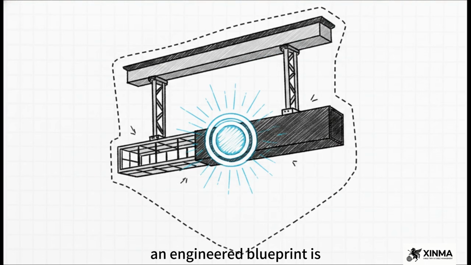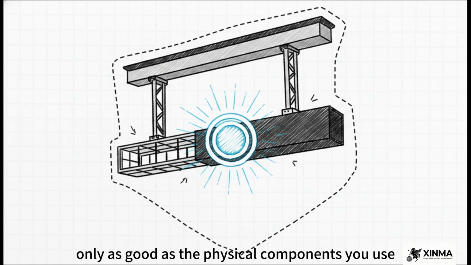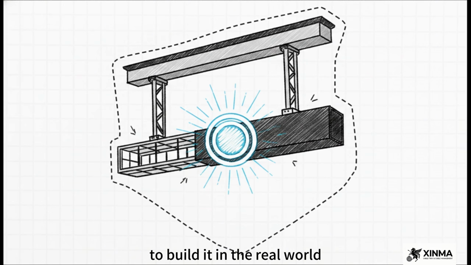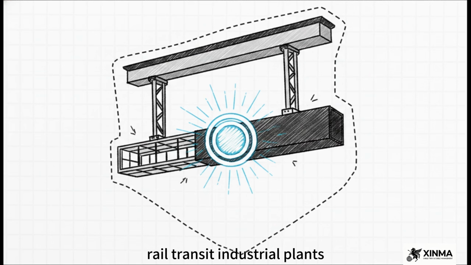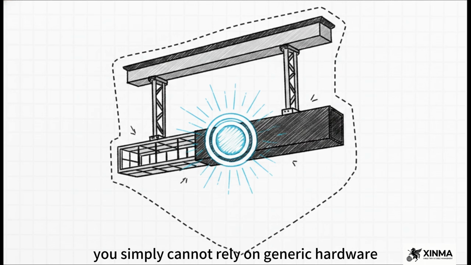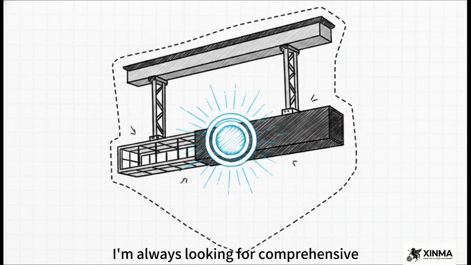An engineered blueprint is honestly only as good as the physical components you use to build it in the real world. When you're dealing with high-stakes environments, we're talking data centers, rail transit, industrial plants, and massive commercial buildings, you simply cannot rely on generic hardware. As a senior engineer, I'm always looking for comprehensive, seamless systems like those from Xinma. Whether it's cable tray systems, busways, dedicated seismic bracing, or intelligent cable management.